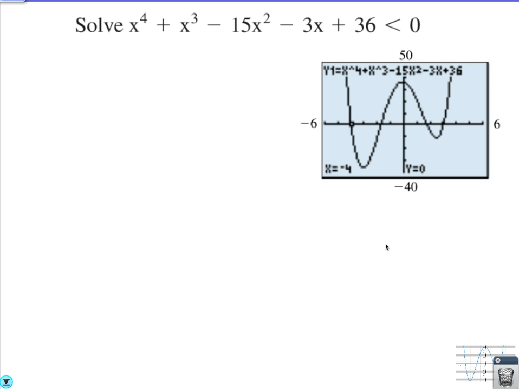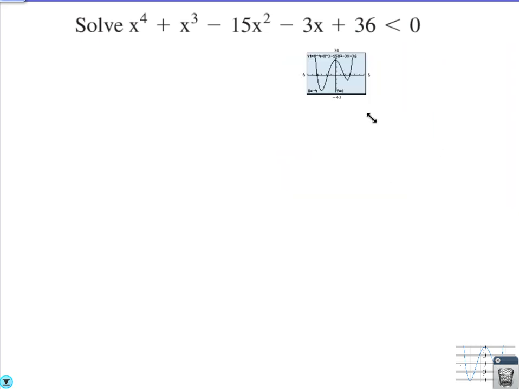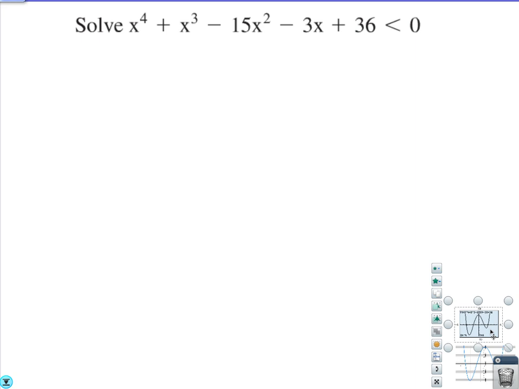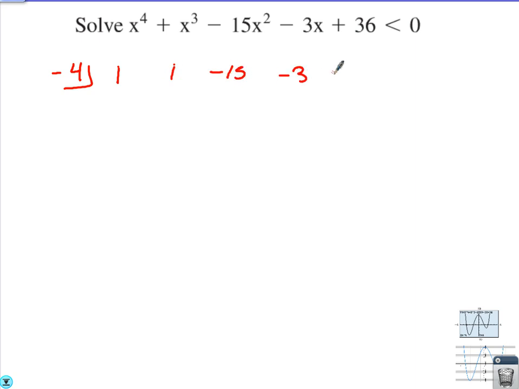And I see there that it does cross at negative 4. And it looks like it might cross at 1, 2, and 3. So keep those in mind, negative 4, 3. So graph it on your graphing calculator. That way you can find the zeros a lot easier. Let's check negative 4. 1, 1, negative 15, negative 3, 36.